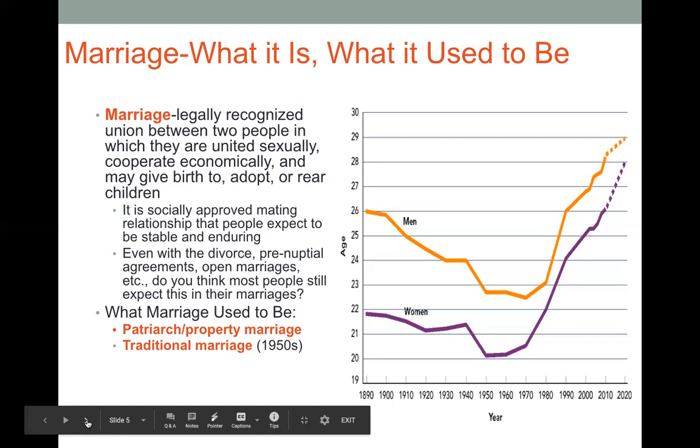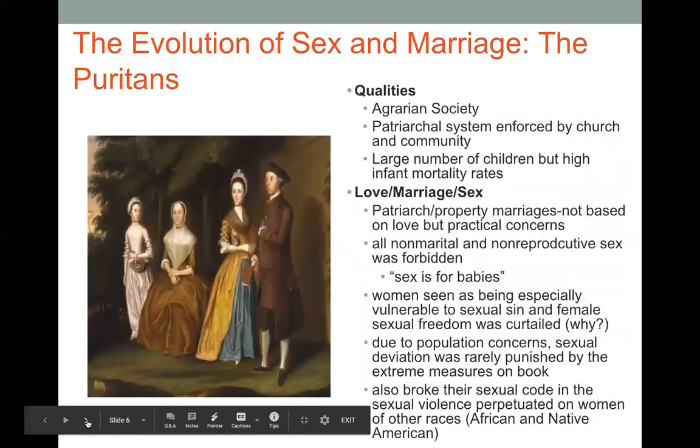until it started to change a little bit in the 1920s. And then those changes were fully ushered in with the concept of traditional marriage, which you can associate with the 1940s, 1950s. And we will talk about both of these concepts in more detail as we go over our history. So we begin with the Puritans.